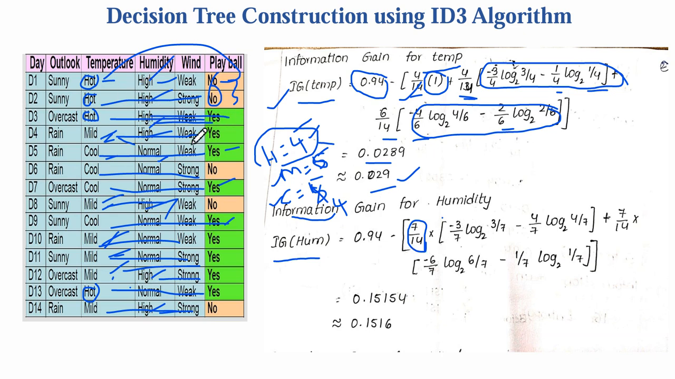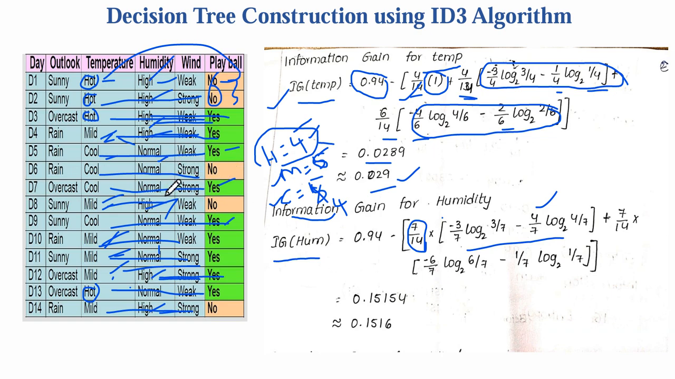High yes is 1, high yes is 2, this is high yes is 3. Total 3 records. 3 by 7 log 3 by 7, and the remaining 4 records are no records, 4 by 7 log 4 by 7. And they are from the high records. Clear? Again, 7 by 14 into, clear.